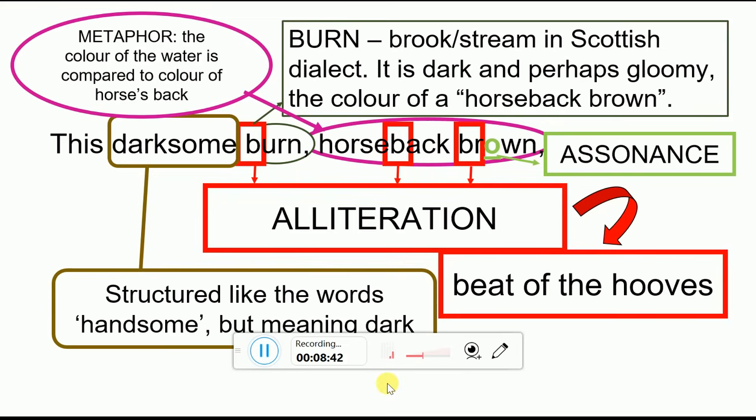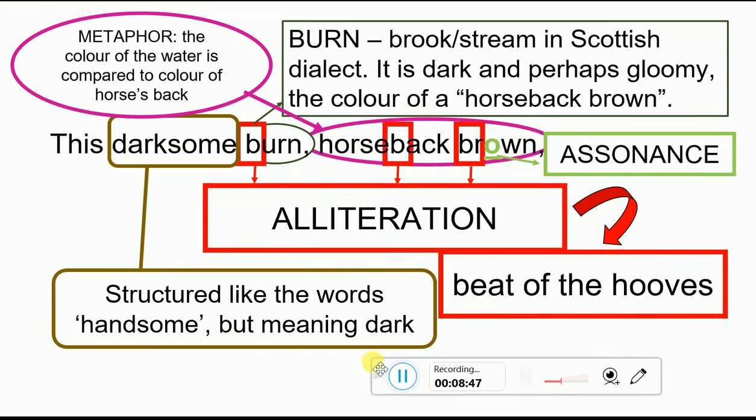Now, the first line reads as follows: this darksome burn, horseback brown, right? This refers to the stream Inversnaid. Darksome, the structure is like the word handsome, but it means what? It means darkness, right? The word darksome actually refers to darkness. Remember, we said he borrowed some words from the Scottish dialects to form compound words that are not there in the dictionary. And then the word burn, in the context of this poem, refers to a brook, if not a stream. Remember, think of the picture that you've just seen.